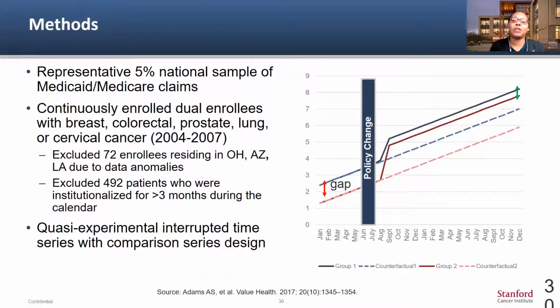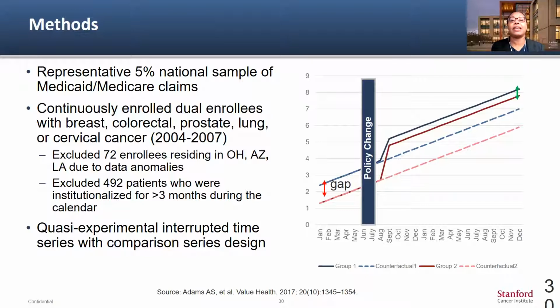And so we used an interrupted time series design. I won't go into great detail unless people want me to, but basically a 5% sample of dual enrollees. And what we looked at again were states with very restrictive versus non-restricted drug caps before the policy. And on the right-hand side, it just shows you a depiction of what ITS is.